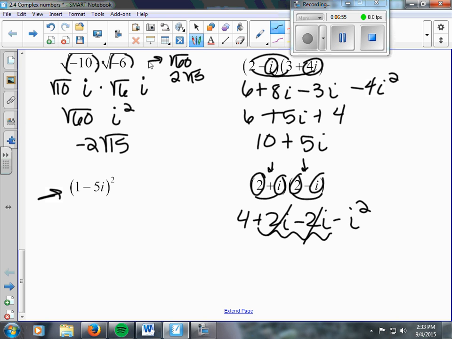And so this is 4 minus i squared, which is 4 plus 1. And so we actually got the real number 5. This is a complex number in standard form. It's just that the b is 0. Okay.